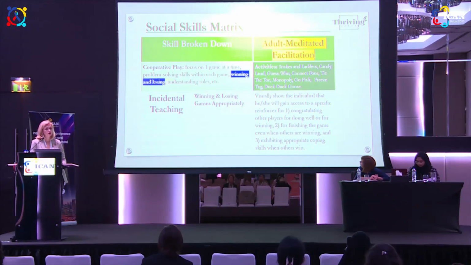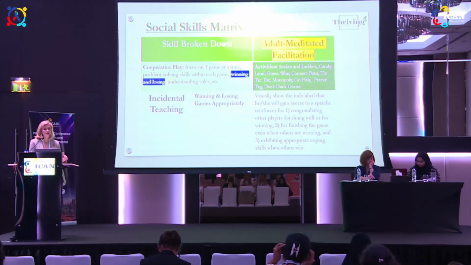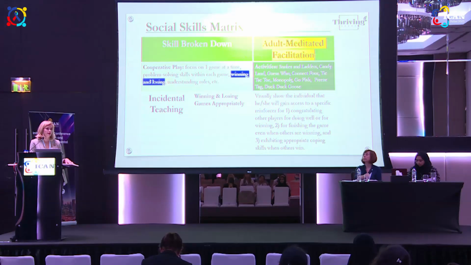And what you can do is visually show the individual what reinforcement they will get access to, and possibly break these down into 3 different behaviors that you're looking for, things that the individual is not doing related to winning and losing, or that they are doing but just not enough. And these can be broken down further, right? So congratulating others, the third one, exhibiting coping skills, that would need to be taught separately, right? So you would need to teach that in a separate environment to make sure that they have these skills, right? So those also would need to be broken down.